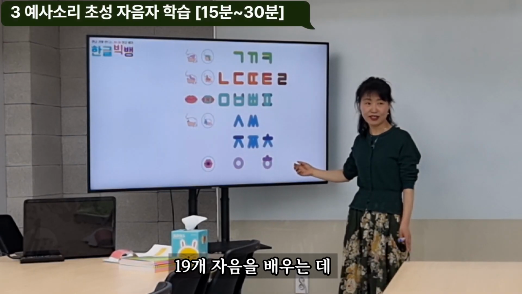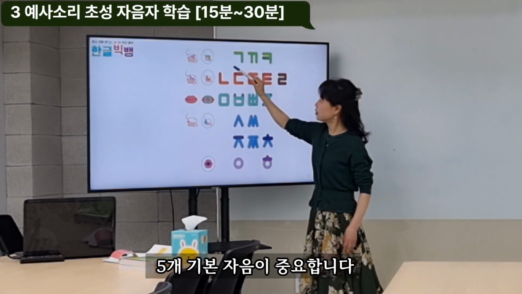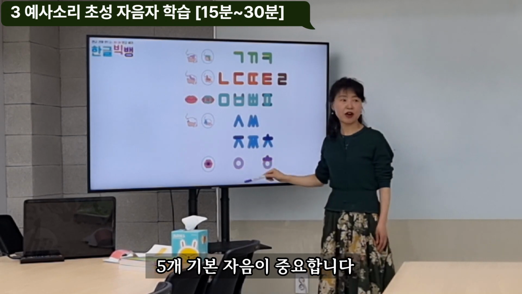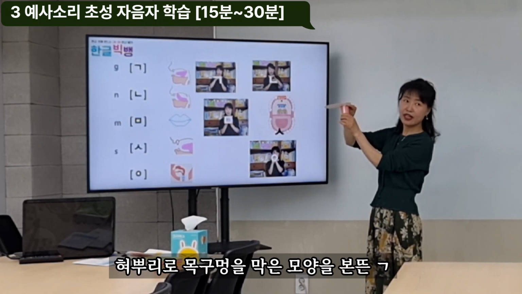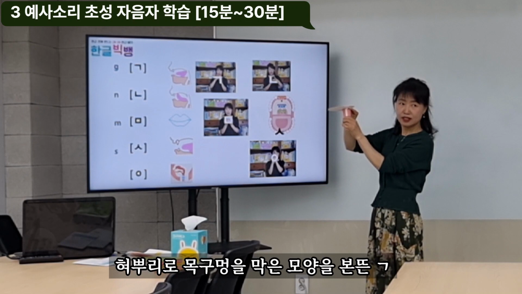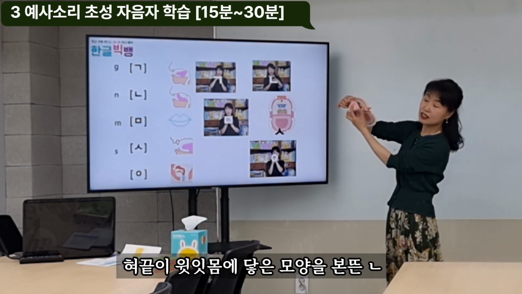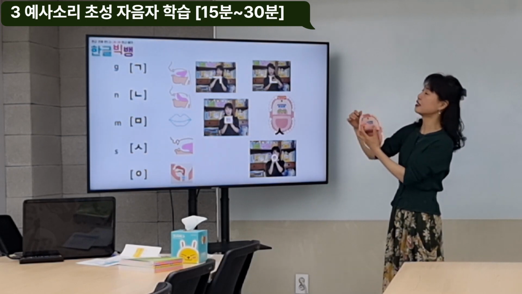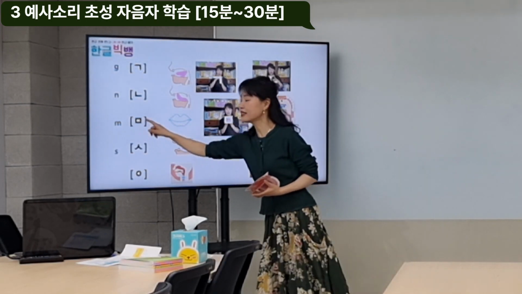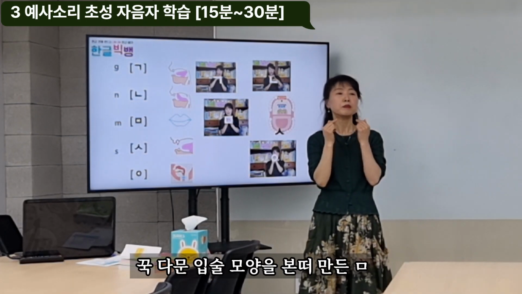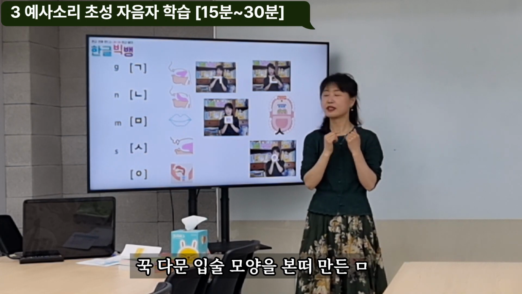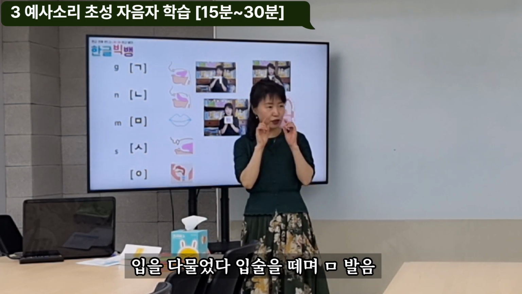Nineteen consonants, but this, 1, 2, 3, 4, 5 are basic consonants. So, and then g. First block like this. So this is like this. N. Okay. And then this is the shape of mouth. M. When you pronounce m, what's the closure of your mouth?